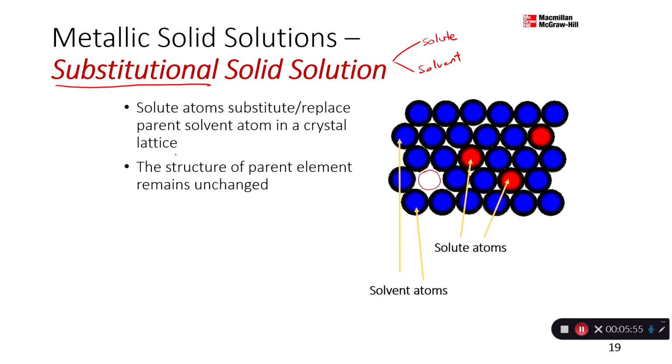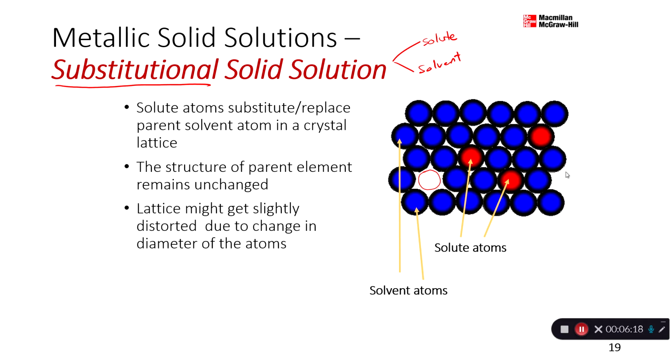Okay, it's important to remember that the structure of the parent element remains unchanged because that is the definition of solid solution. It has the same structure even though now it is an alloy. Okay, so you can see that the structure does not change at all. The lattice might get slightly bigger.